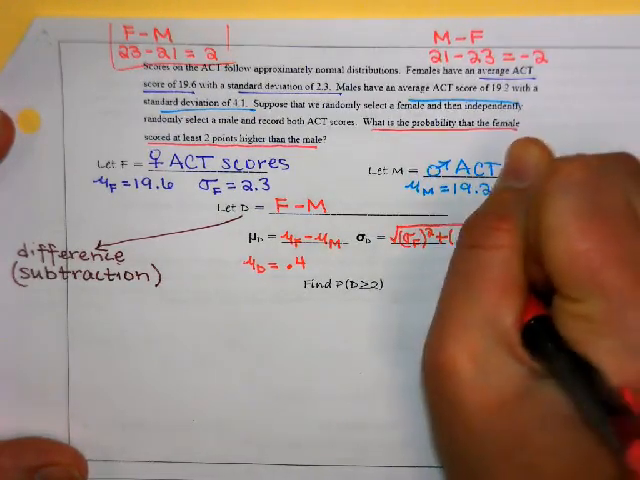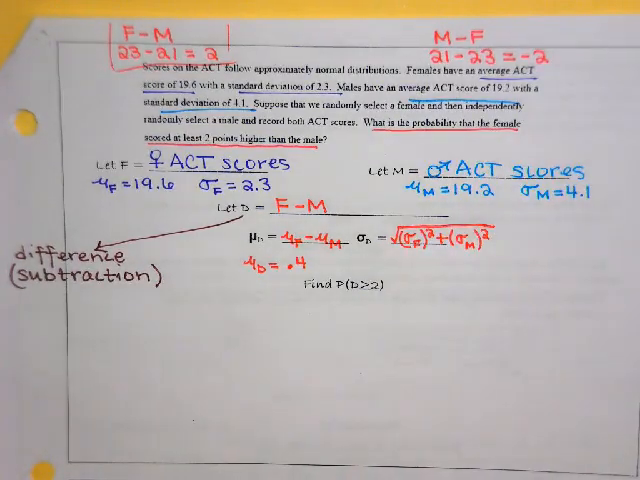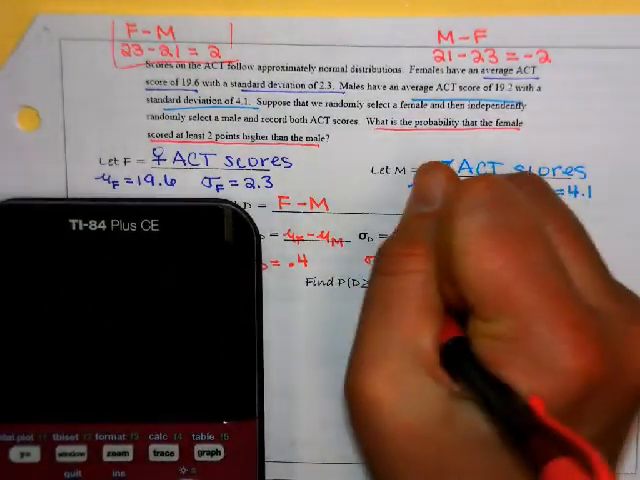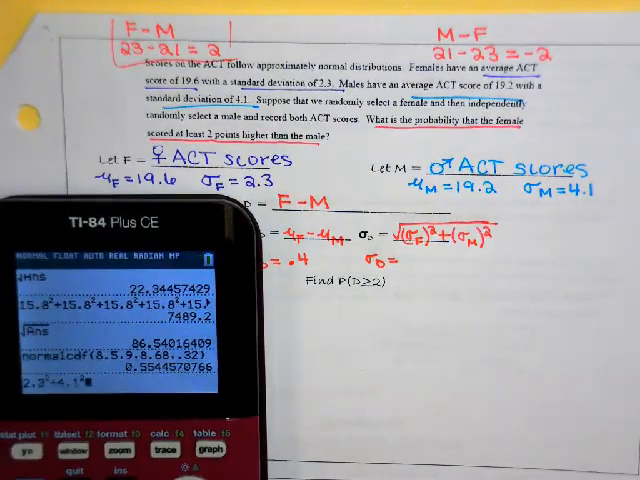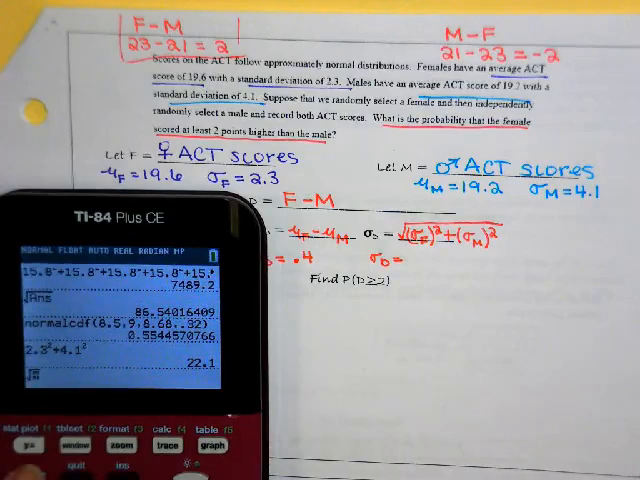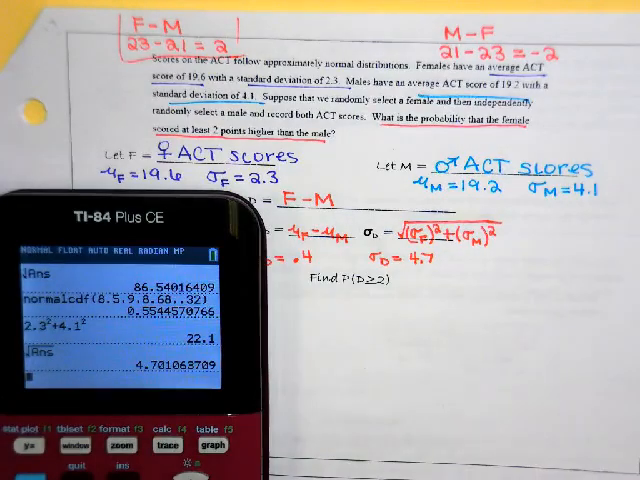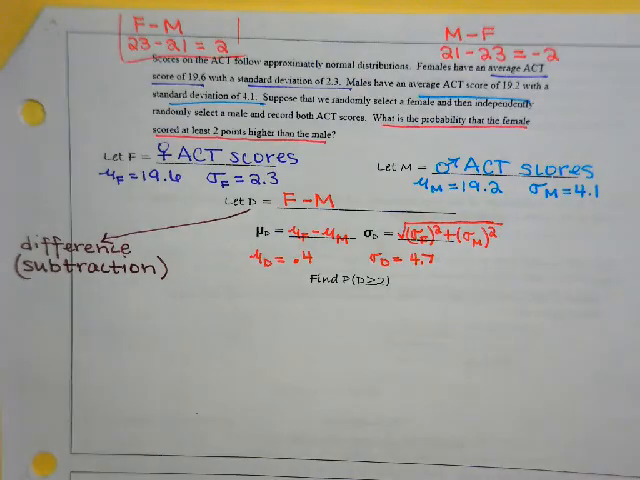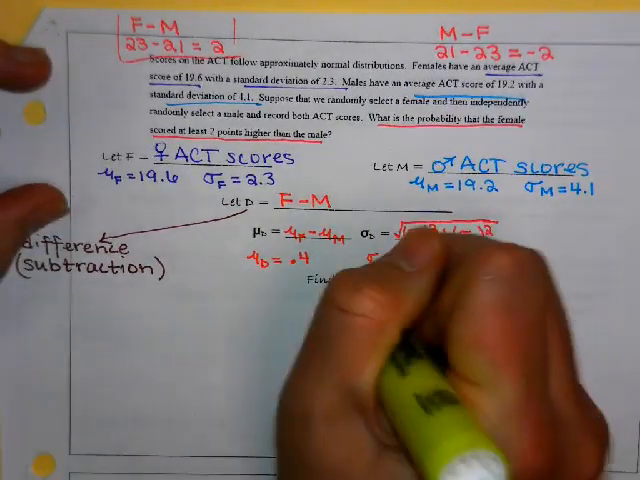So 2.3 squared plus 4.1 squared, and then square root that, and I get 4.7 for the standard deviation of my difference. Everybody good so far? All right, and then we want to find the probability that the difference is greater than or equal to 2. So we're going to draw our normal curve, shade the correct area, and do the calculator stuff. And then we're going to interpret.